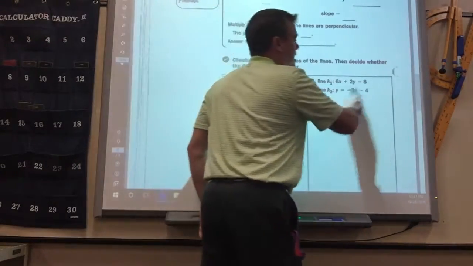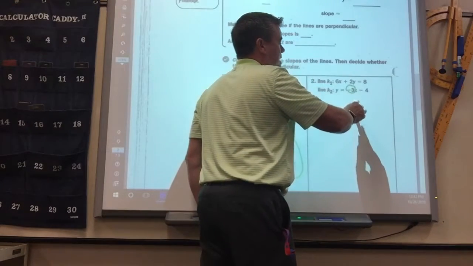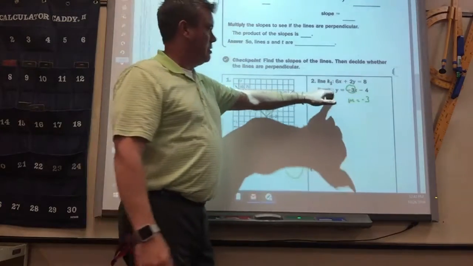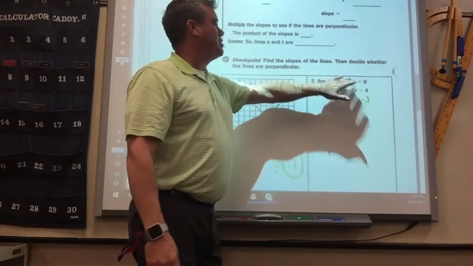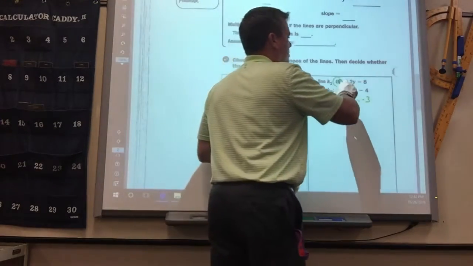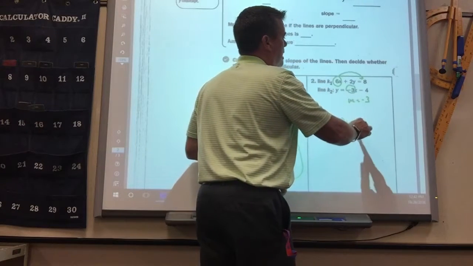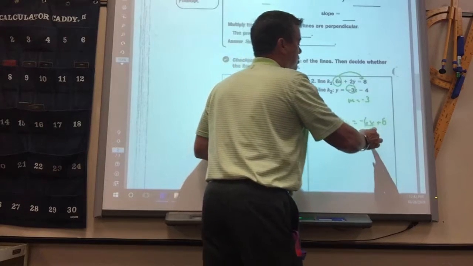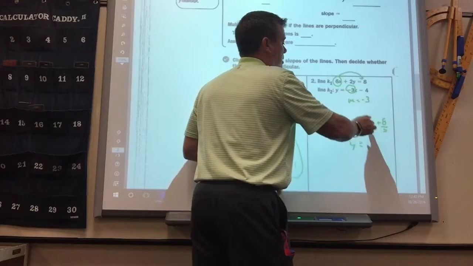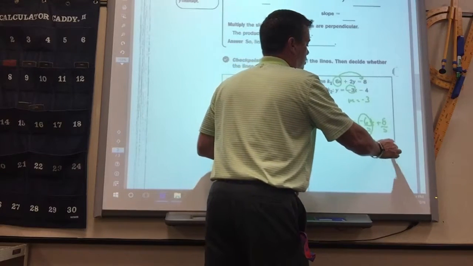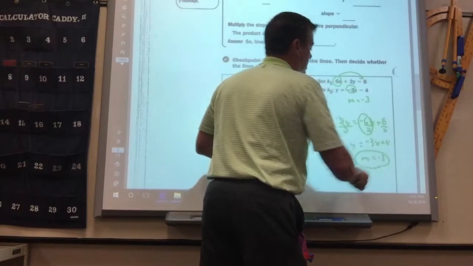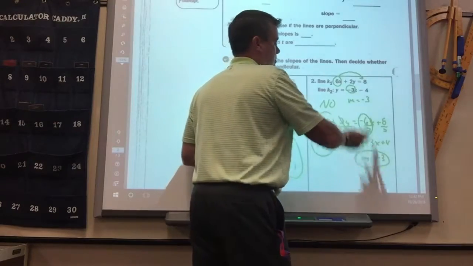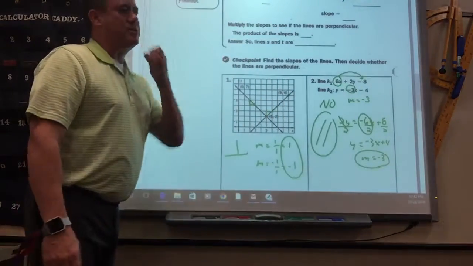This one, this line is easy to figure out. This slope is -3. Now, does everyone know why? You can tell that right away? That's the y by itself. Yeah, it's y equals mx plus b. This one, you gotta move stuff around. You gotta move the 6x over, so it'd be 2y equals, this would change to -6x plus 8. Divide by 2. -3x plus 4. So that slope is also -3. So these are, you would just put no for perpendicular, but they are parallel. I think you can just say yes or no if they're perpendicular.